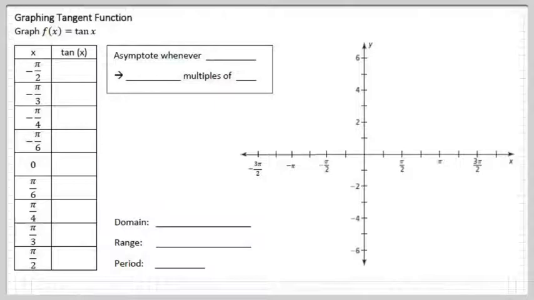Let's start looking at tangent graphs now. Tangent graphs are a little bit different and interesting. So let's start by plotting out some points. Tangent of 0 is 0. Tangent of 45 degrees, tangent of pi over 4, is 1. Think about our 45, 45, 90 triangle where we have an isosceles triangle basically. So we have opposite divided by adjacent, so that's 1.